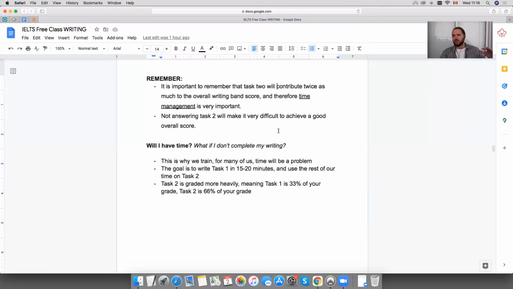If you can get your task 1 to 15 minutes and your task 2 to 40 minutes, you have 5 extra minutes at the end to review your writing, check your spelling, check your grammar, all your punctuation, all those tiny little things that are easy to miss. Having a couple minutes at the end to review will be very, very useful.